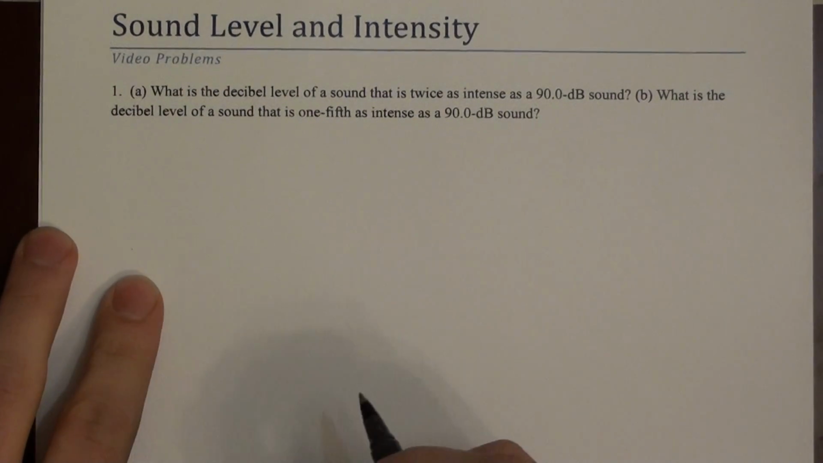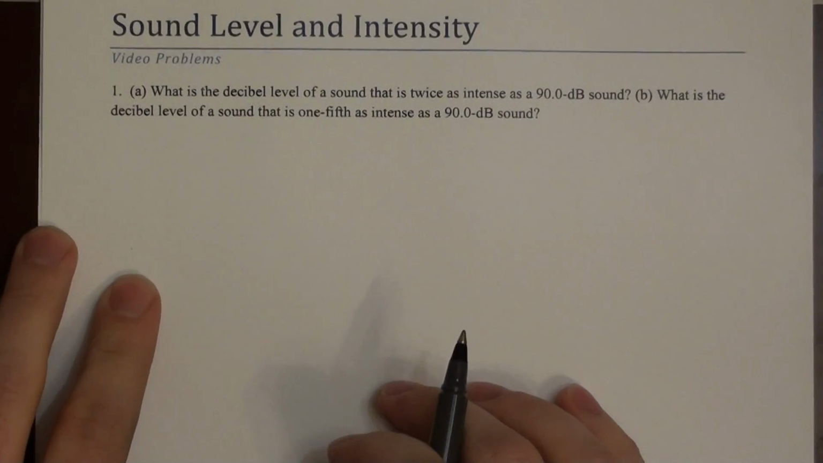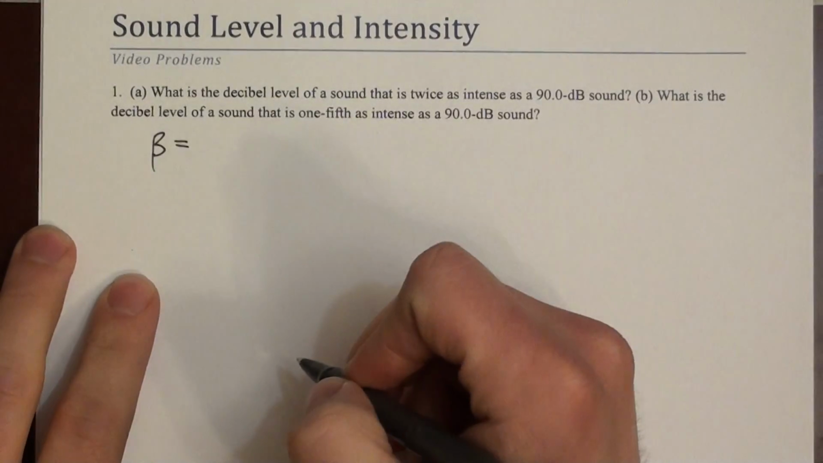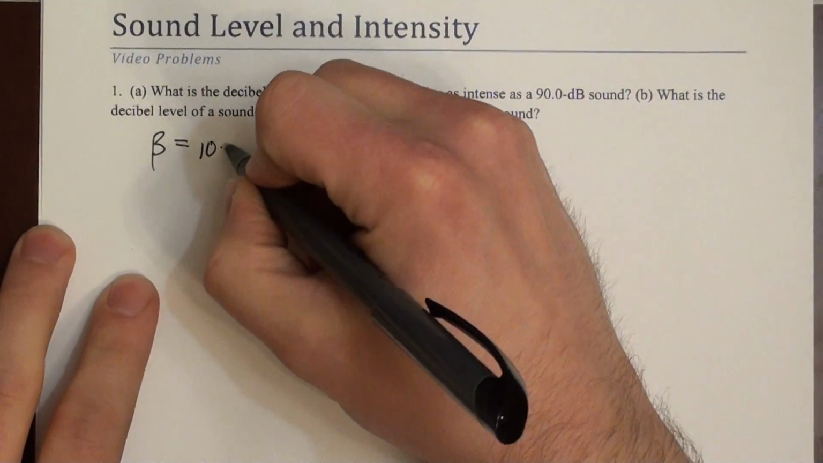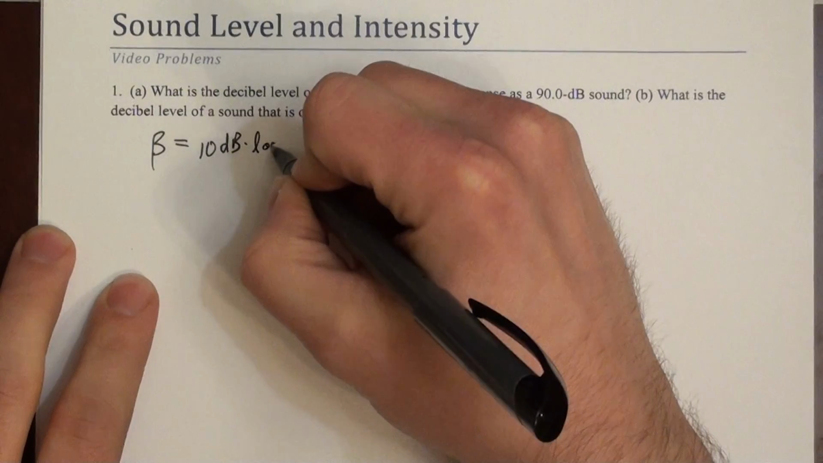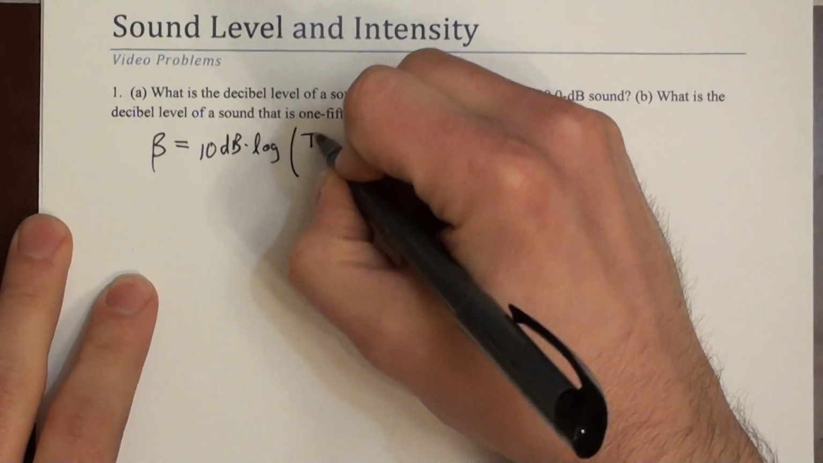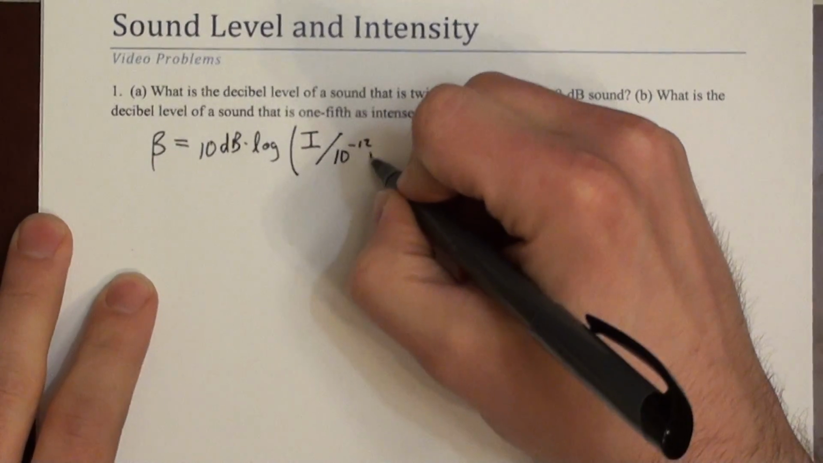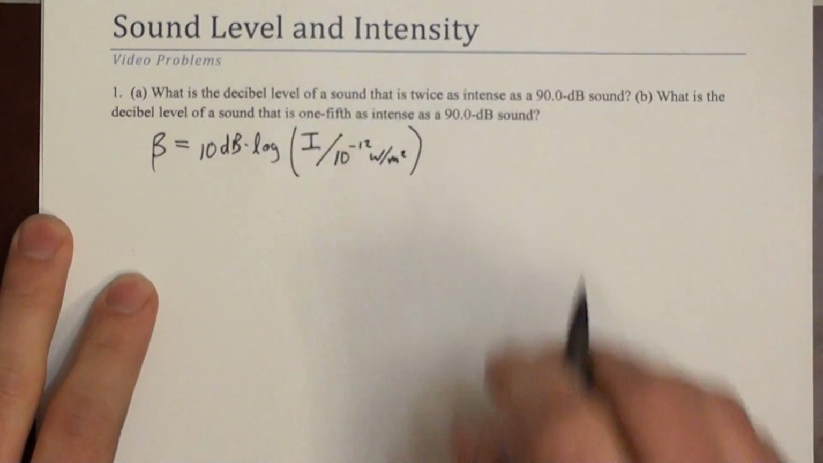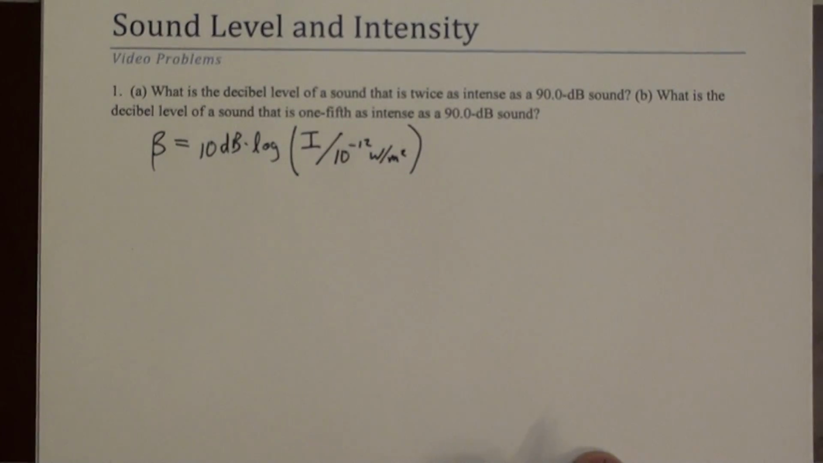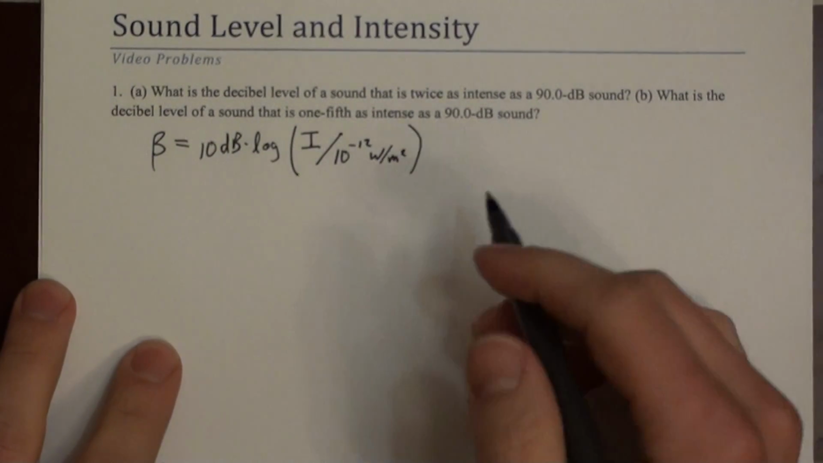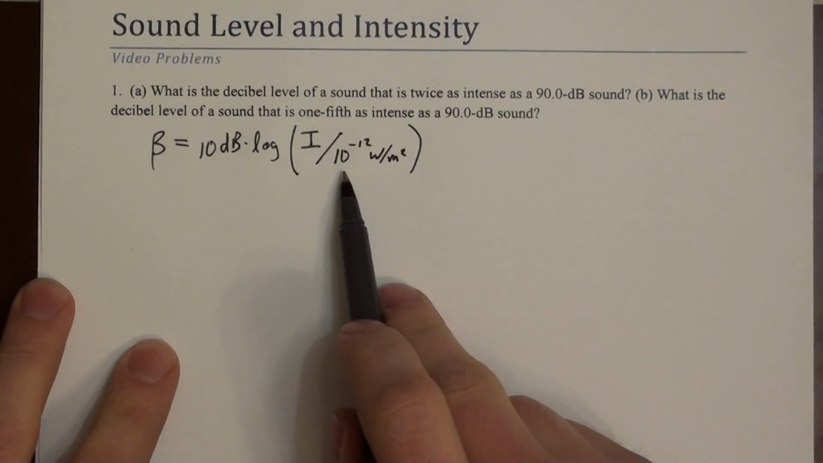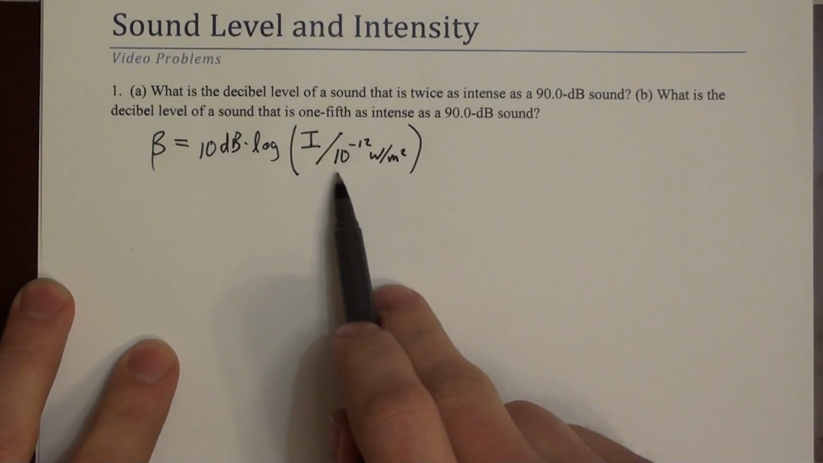So we should remember how the decibel or sound level is defined. We use the Greek letter beta for sound level, and it's 10 decibels times a logarithm of the intensity of a sound divided by 10 to the minus 12 watts per square meter. The reason we do this is that the human ear is sensitive to a very wide range of intensities. 10 to the minus 12 is about the threshold of human hearing.